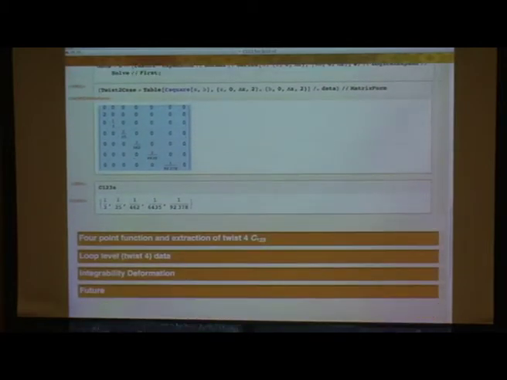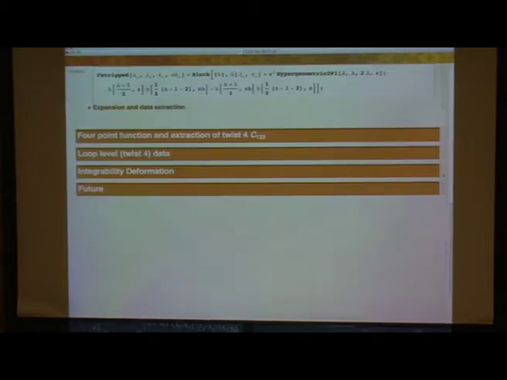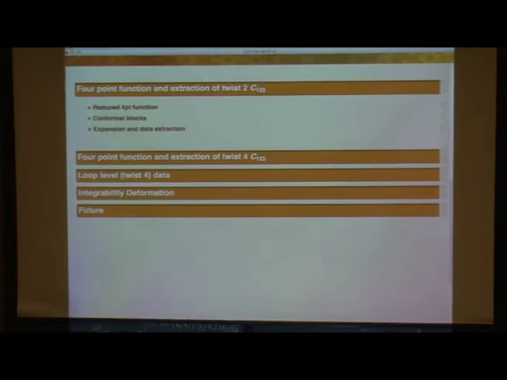Let's do another example of extracting data. How much time do I have? No, after 1 hour.